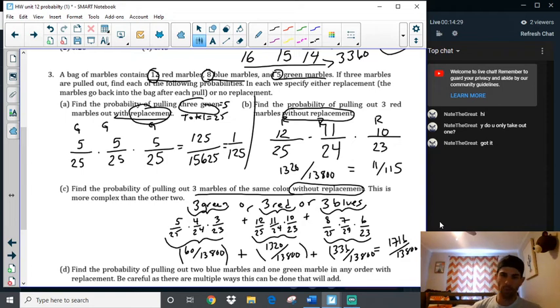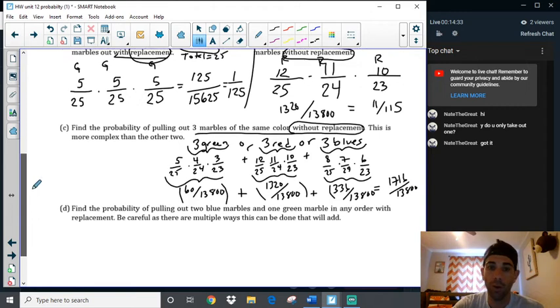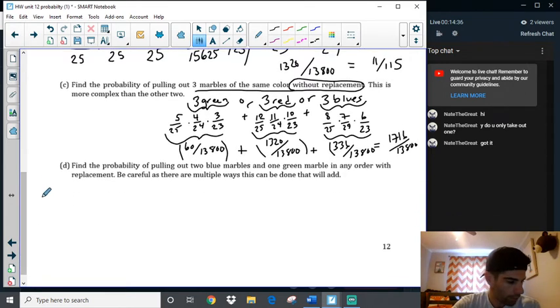So it's a little bit more complex, but again, just try to see if you can break it down and look at all possibilities. And the last one, D, find the probability of pulling out 2 blue marbles and 1 green marble in any order with replacement, which means you're going to be putting it back.